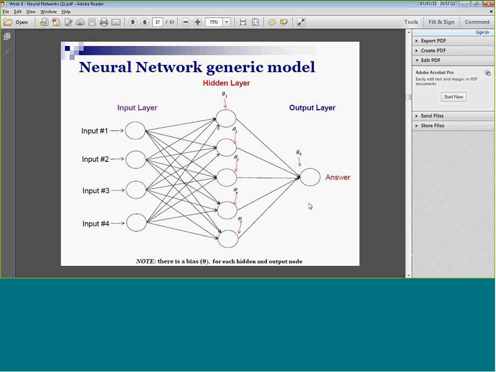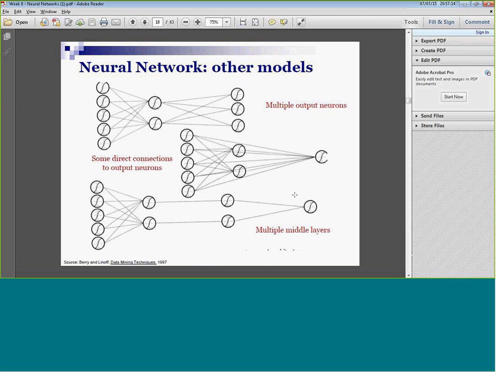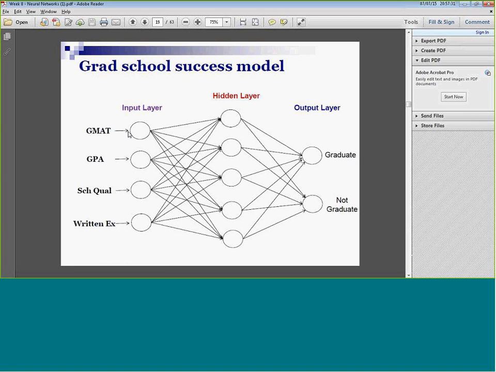Okay? Now, what do we do with this thing? Here are some of the other models. Some have multiple outputs. That's certainly doable. Some have direct connections where some of the inputs skip directly to the output. Some have multiple middle layers. But basically, most of them are going to look like the one I showed you: inputs, hidden, outputs.